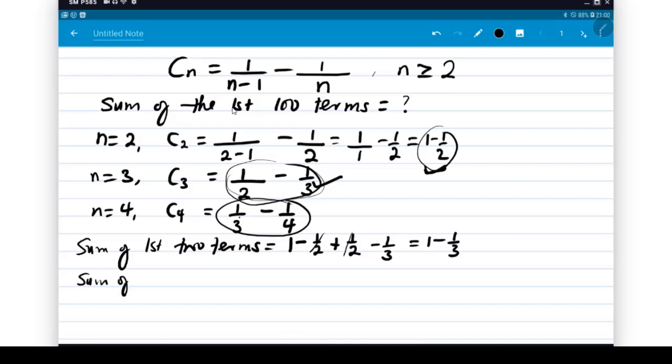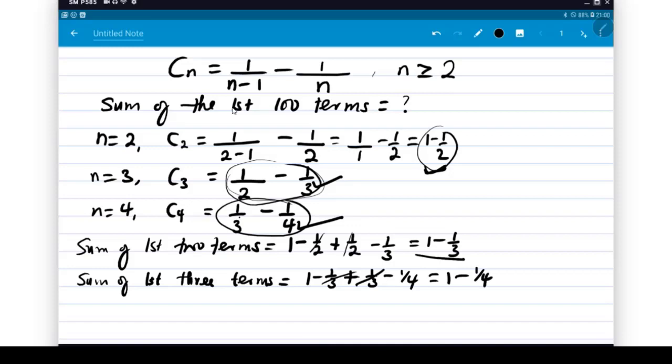If I do the sum of the first 3 terms, this will be equal to the sum of the first 2, which is 1 minus 1 over 3, plus the third term, which is 1 over 3 minus 1 over 4. And this eliminates this, and that gives me 1 minus 1 over 4. So if you look at this and this, they have a pattern. That is 1 minus 1 over 3, 1 minus 1 over 4. The sum of the first 2 is 1 minus 1 over 3. Right? The sum of the first 3 is 1 minus 1 over 4.